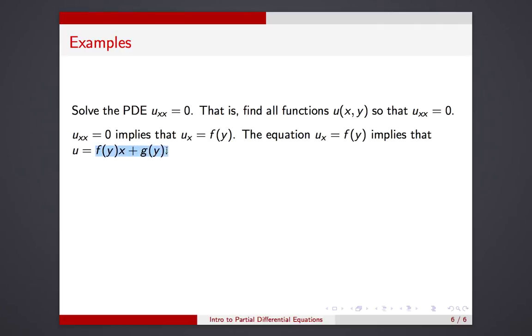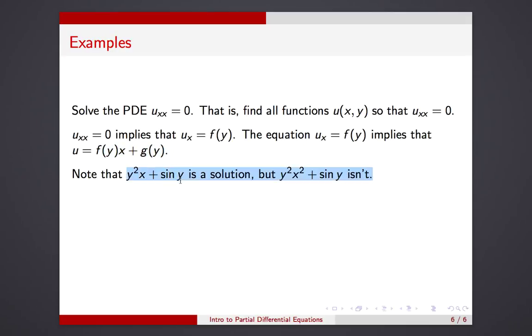So linear functions like this, linear over x, those functions satisfy this equation. Those are the solutions of that equation. Just as an example here, note that y squared x plus sine y is a solution. It has this form. If you partial this guy with respect to x, what do you get? You get a y squared. Partial that again with respect to x, it disappears.